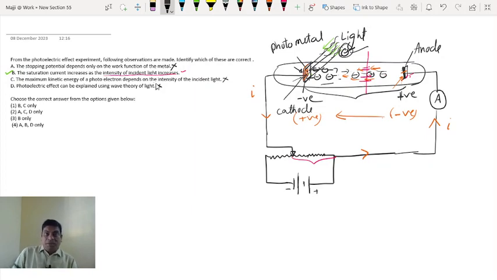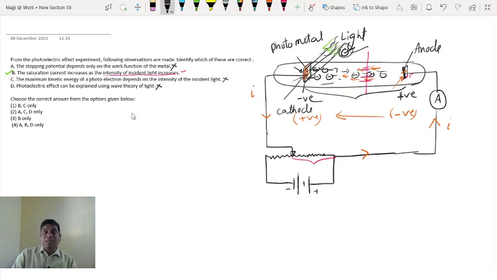Anyway, the wave theory could not explain the photoelectric effect. And if you happen to apply the wave theory, then you'll realize that it will take even several months for an electron to accumulate that much energy, which will enable it to come out of the photometal. Whereas photoelectric effect is almost instantaneous. The moment light is made incident on the photometal, almost immediately the photoelectrons come out. So wave theory could not explain the photoelectric effect.